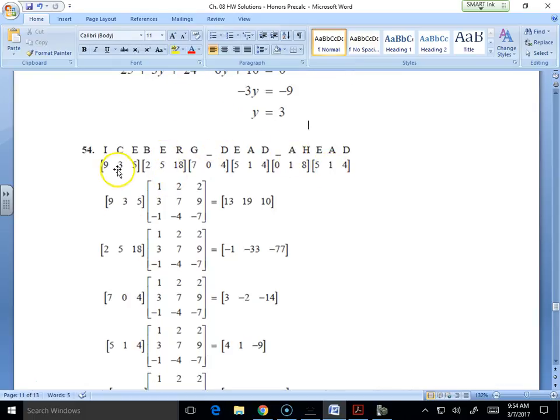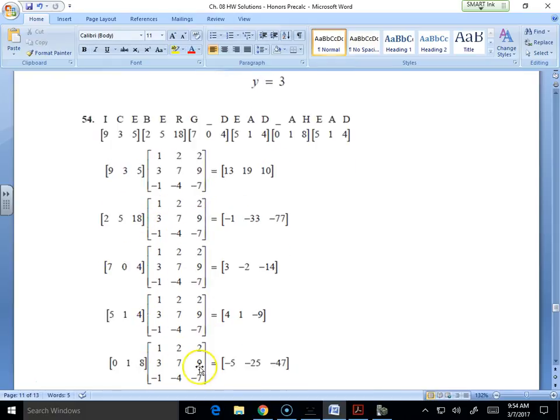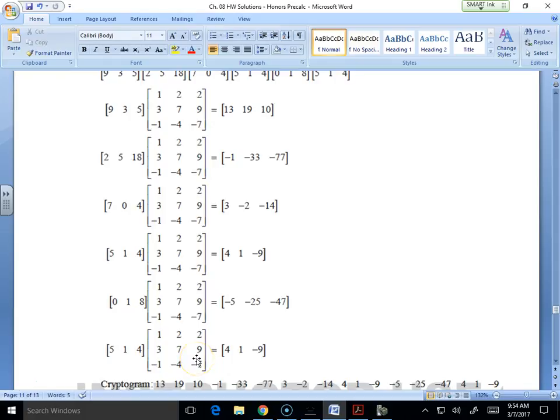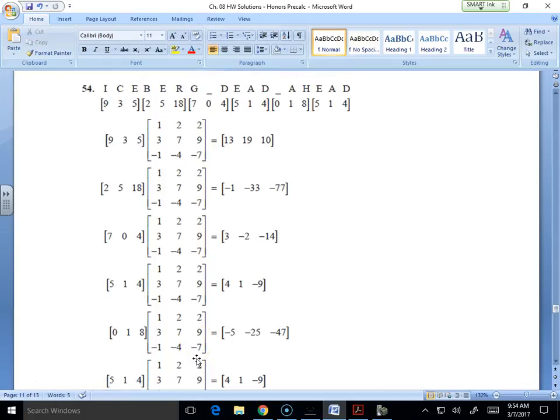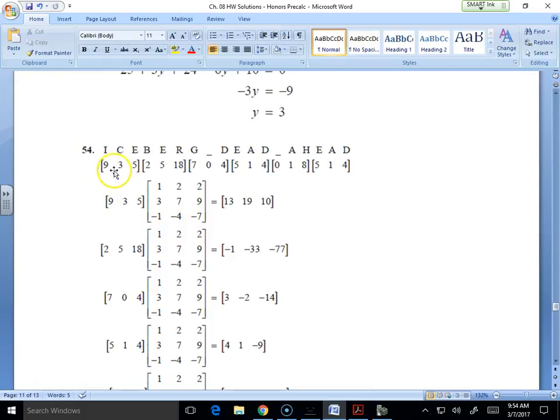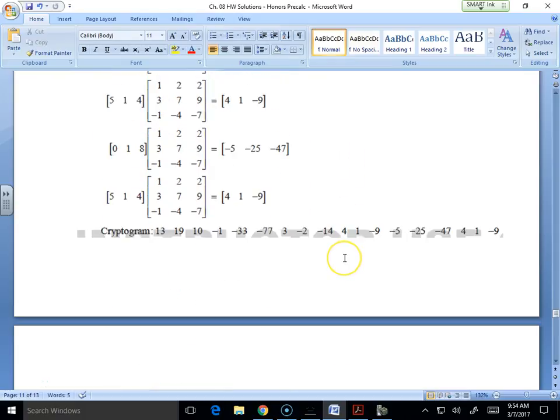Iceberg dead ahead. You should have split them up into groups of 3 because you were encoding with a 3 by 3. Now guys, hold on. Why is it silly for them to show all this work? Can't you just put in one nice 6 by 3 and multiply it by the 3 by 3 one time? Why did they show it this way? They were doing it by hand. But you could have just done 6 by 3 and multiplied.